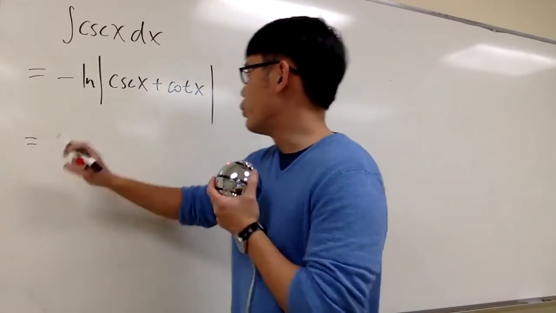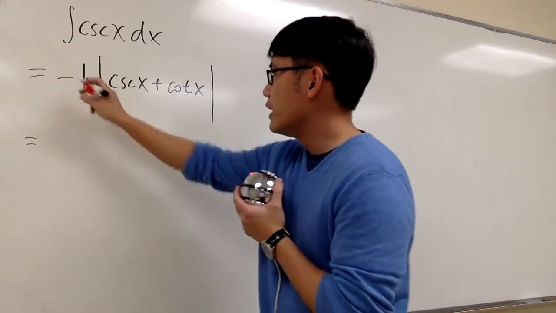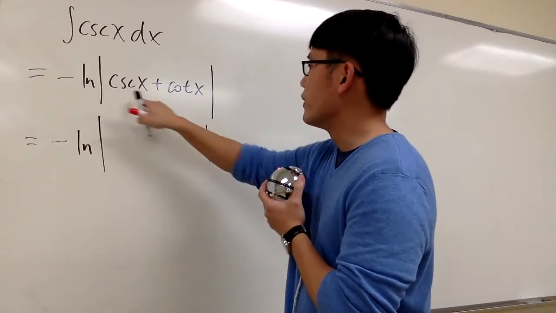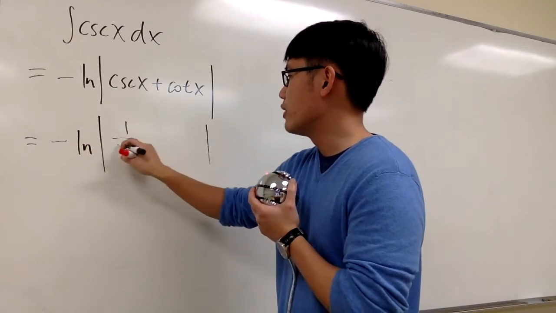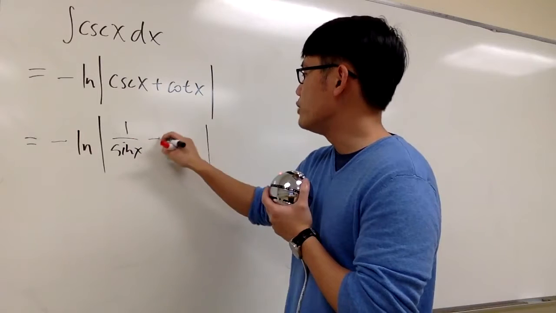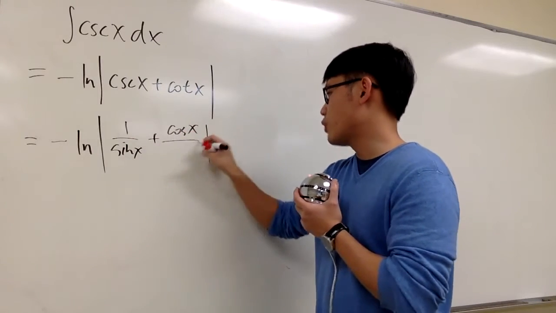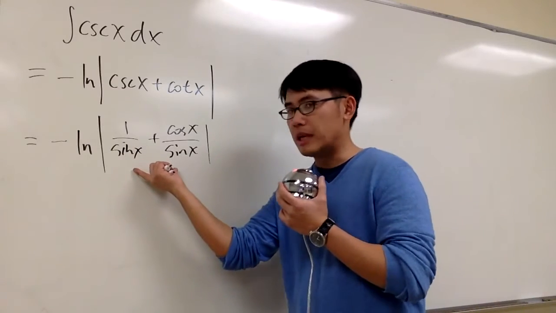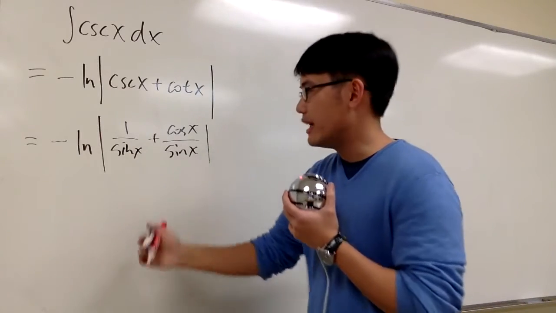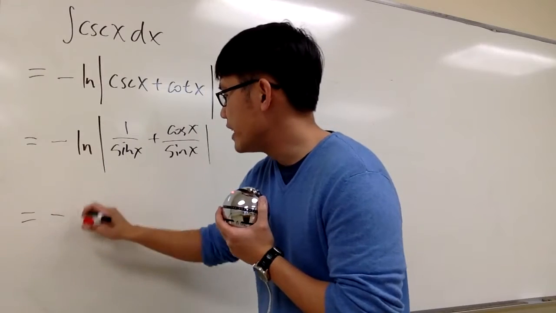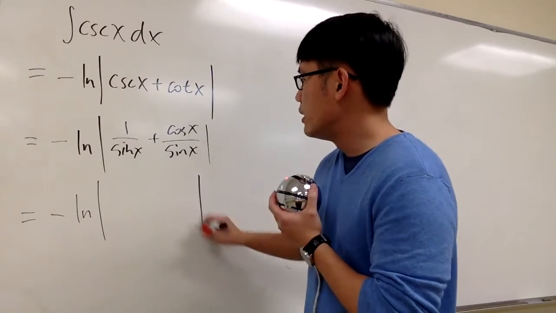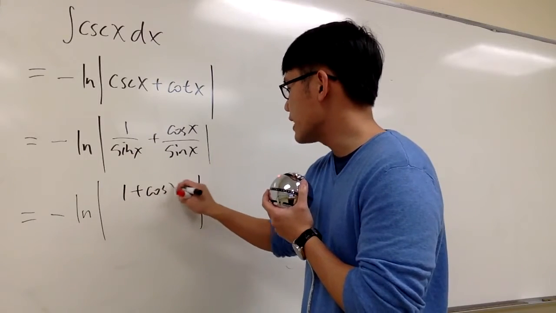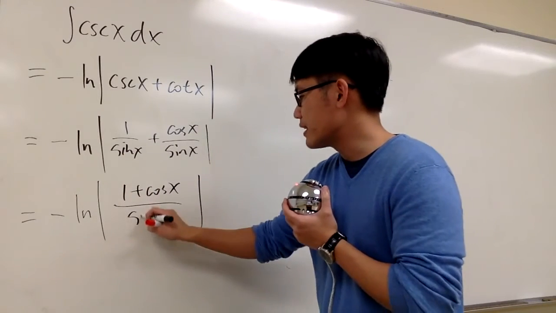So right here, let's just work out some of the trigonometry. Let me just write down negative, and we have ln, absolute value. But then for the cosecant, we know this is the same as 1 over sine x. And then for the cotangent, we know this is cosine x over sine x. And then luckily, we have the same denominator already. We can combine the fractions. And check this out. This will be negative ln, absolute value. And then we can combine the fractions. On the top, I have 1 plus cosine x. And on the bottom, I just have sine x.